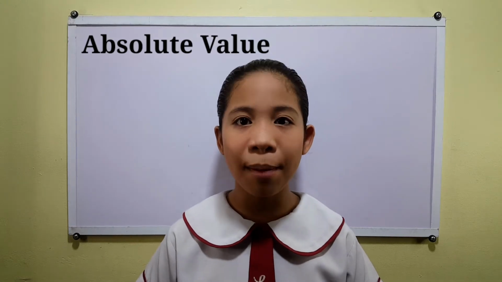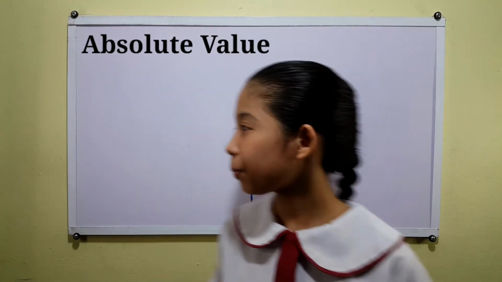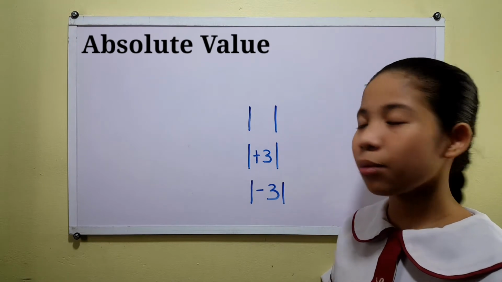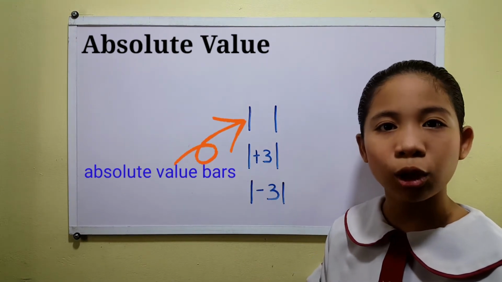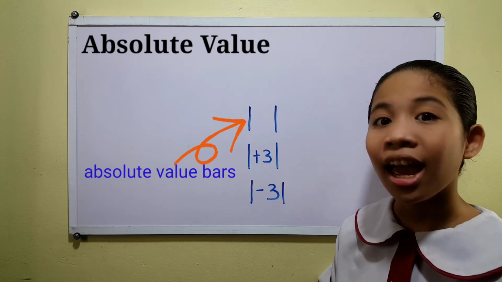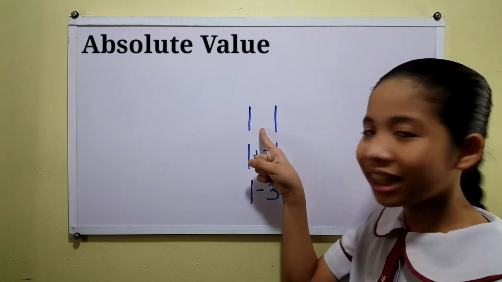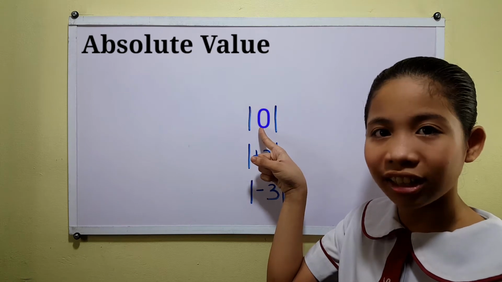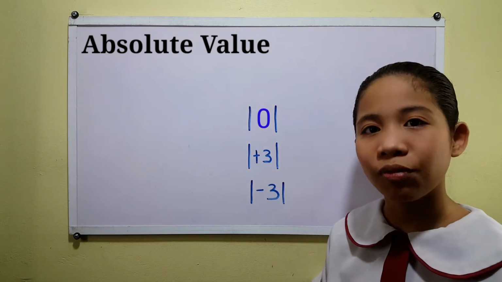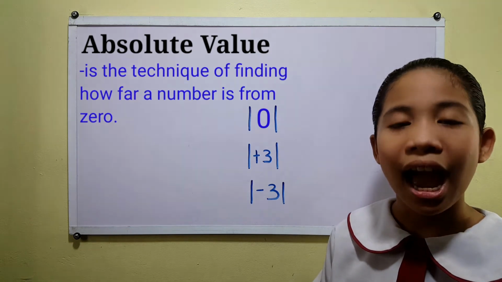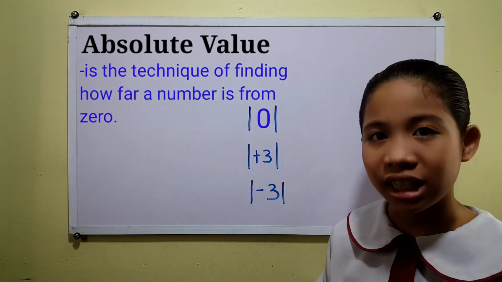Today, let's review absolute value. As you can see, we have two vertical lines. This is what we call the absolute value bars. Any number that goes inside the absolute value bars is called an argument. To put it simply, absolute value is just finding how far a number is from 0.